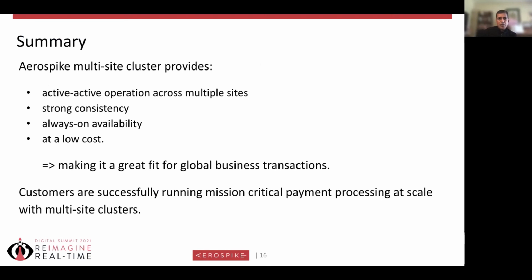So we are at the end of the presentation, and I will summarize the key points. Aerospike Multi-Site Cluster provides active-active operation across multiple sites. It delivers strong consistency and always-on availability at a low cost. All of these attributes make it a great fit for global business transactions. And we have multiple customers that are successfully running mission-critical payment processing at scale with multi-site clusters.